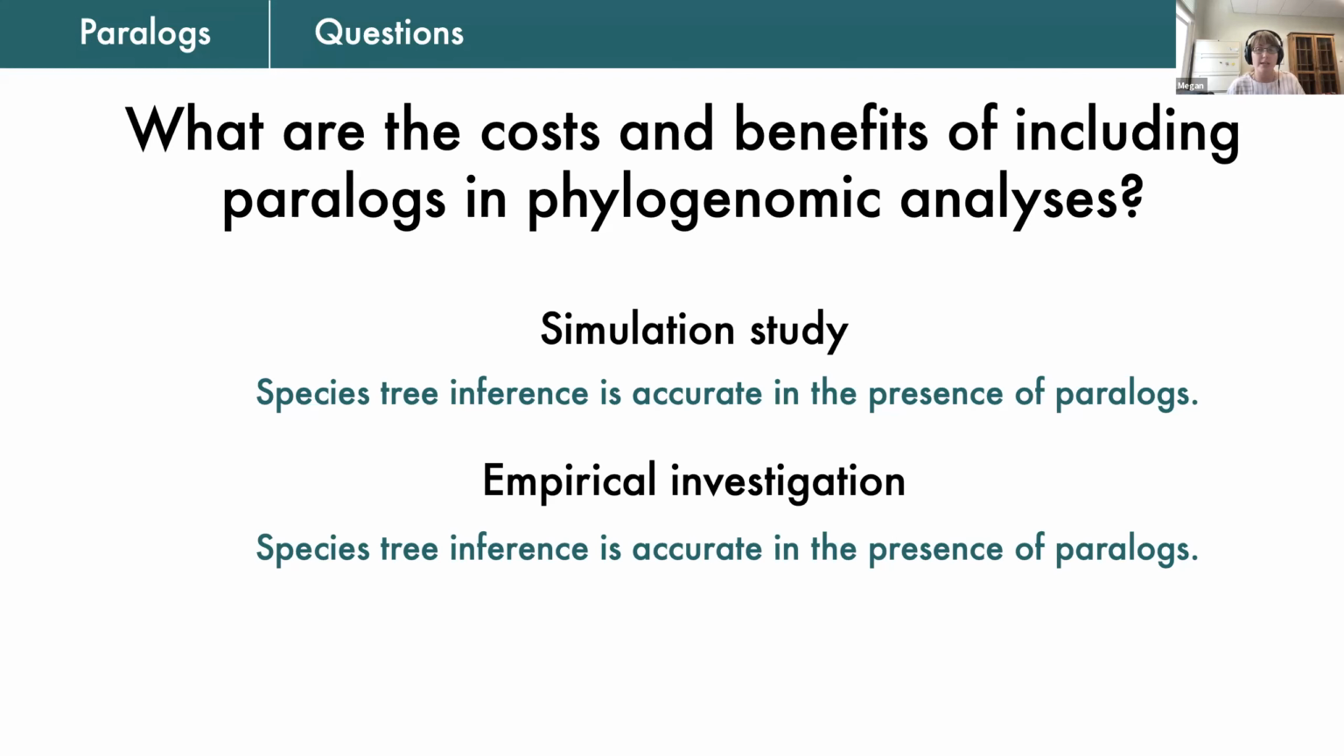And so this is really exciting, I think, because it means in groups where we can't find single copy genes, we can be confident in inferences made from data sets that include paralogs. It also means that we might not have to worry as much about the fact that it is hard to remove paralogs from our data sets, and we might be leaving them in often.